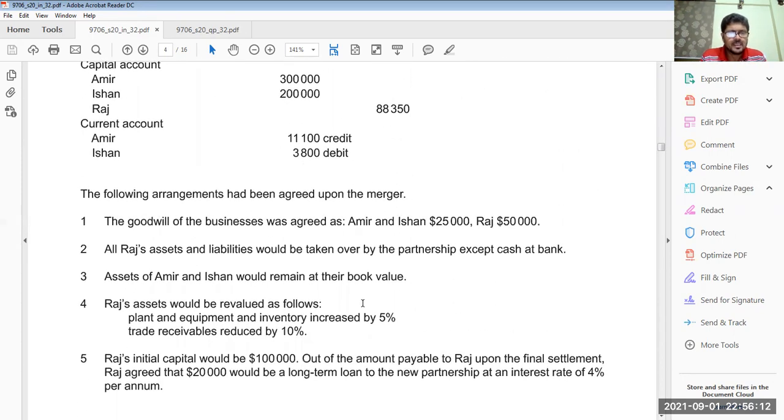Now, the goodwill of the business was agreed. Amir and Ishan's goodwill is 25,000, Raj's goodwill is 50,000. All Raj's assets and liabilities will be taken over by the partners except cash and bank. Assets of Amir and Ishan will remain at their book values. Raj's assets will be revalued as well.